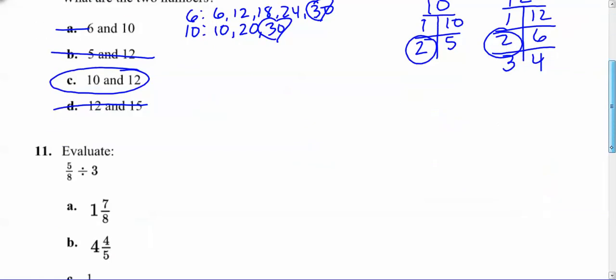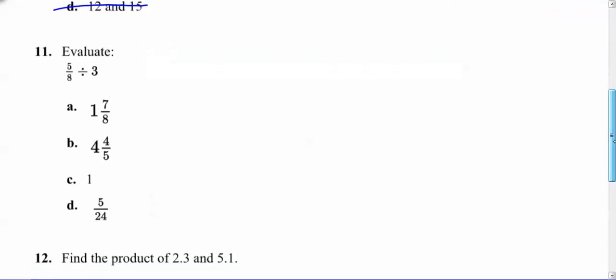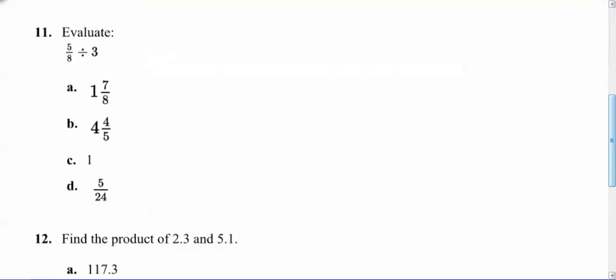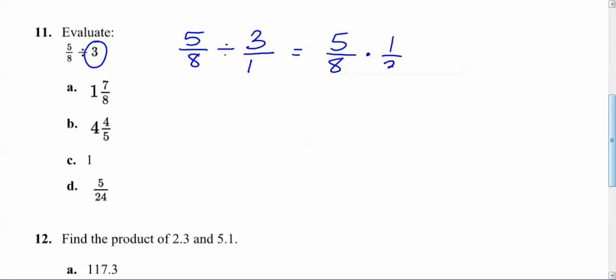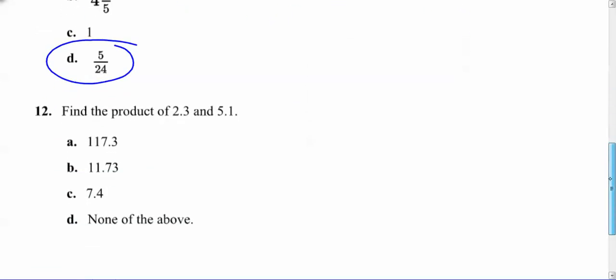Alrighty. Let's go to the next question. Evaluate. This was just a simple division of fractions, so first step, make sure you have them in the right format. This 3 needs a denominator, so we're going to put it over 1. Now we're going to copy the first number, change that to multiplication, and then flip the second number. Then you multiply fractions by multiplying straight across, so you're going to get 5 over 24, which is choice D.